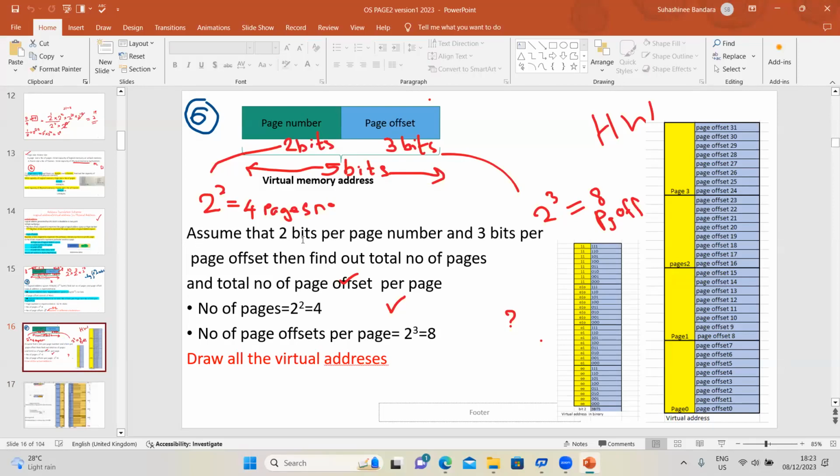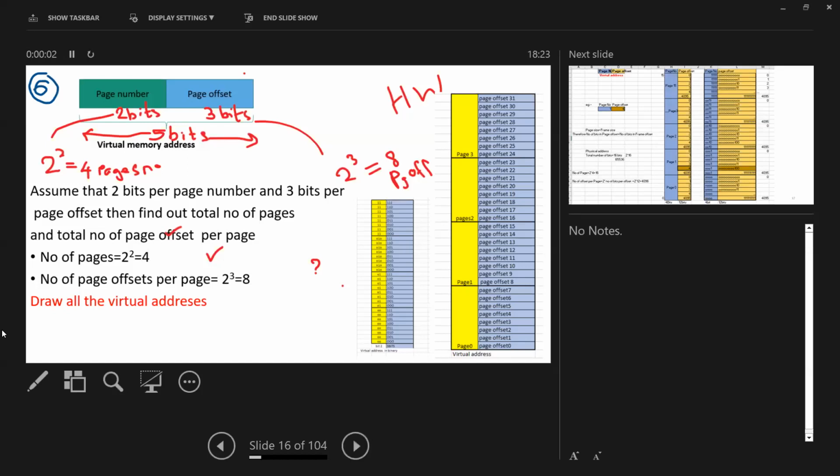Now assume that the page address contains 2 bits for the page number and 3 bits for the page offset. 2 bits are used for the page number, that is 2 to the power 2 possibilities for the page number. Then 3 bits for the page offset means 2 to the power 3 possibilities are there in the page offset.